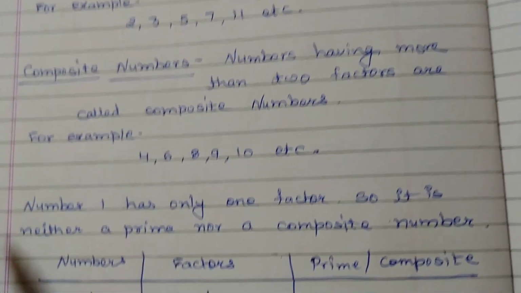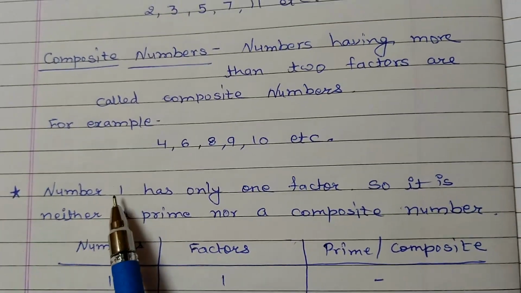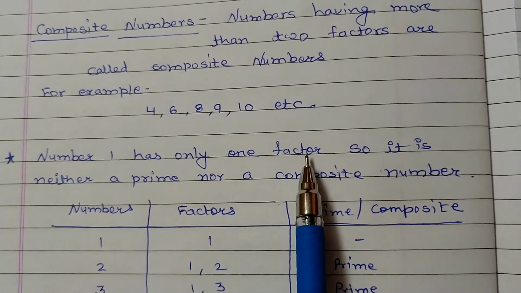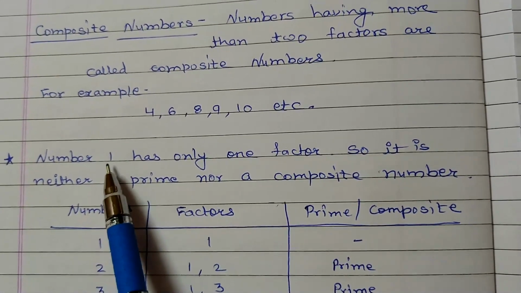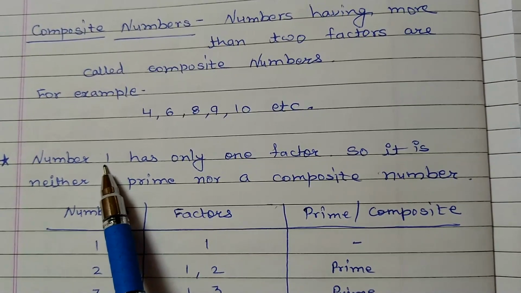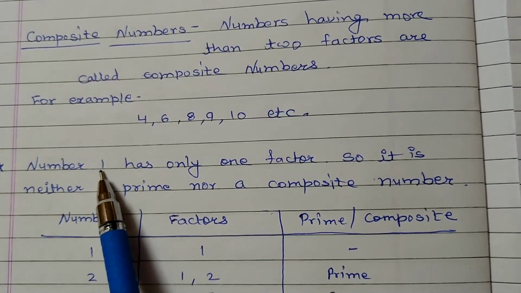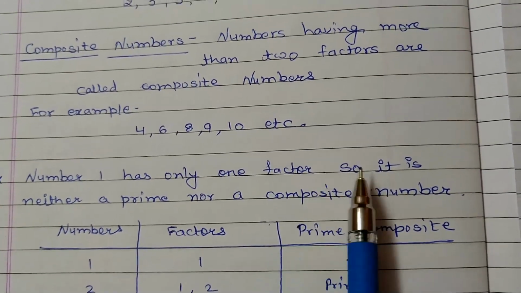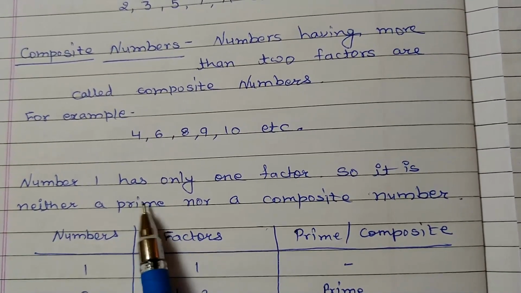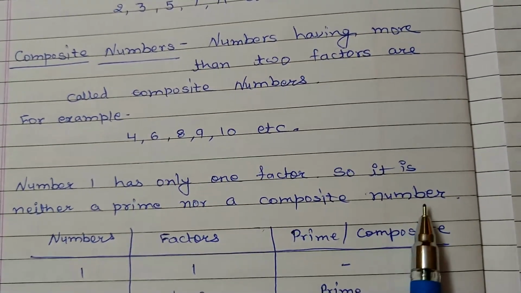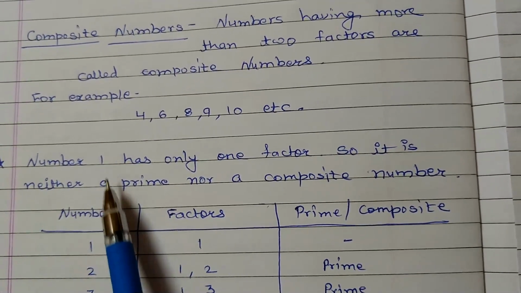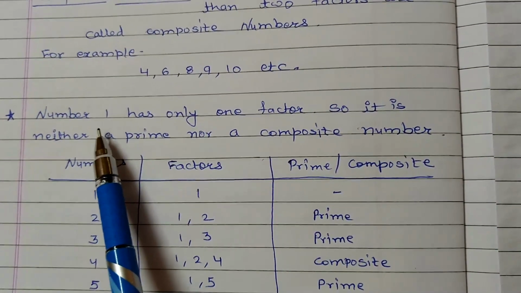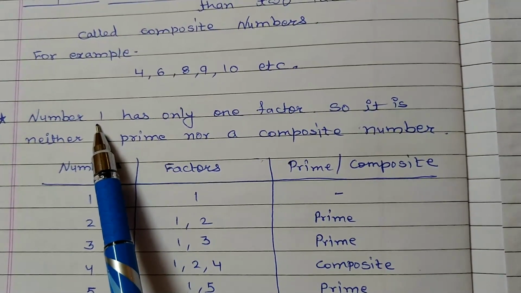Now if you see one interesting thing, that number 1, there is only number 1 which has only one factor. Its only factor is 1, and for other numbers we can say the number itself, so the number itself is also 1. So 1 has only one factor, so it is neither a prime nor a composite number. It will not come in any category, prime number or composite number. So we say that 1 is a unique number.